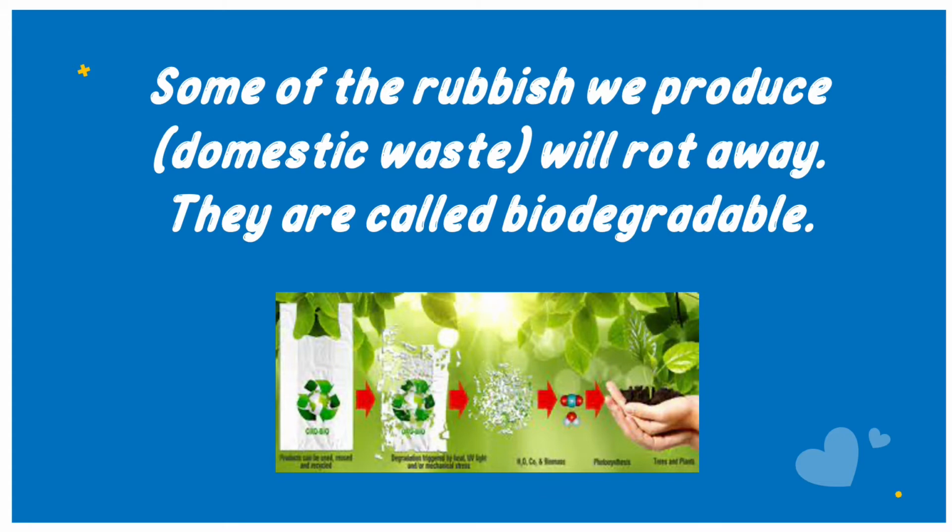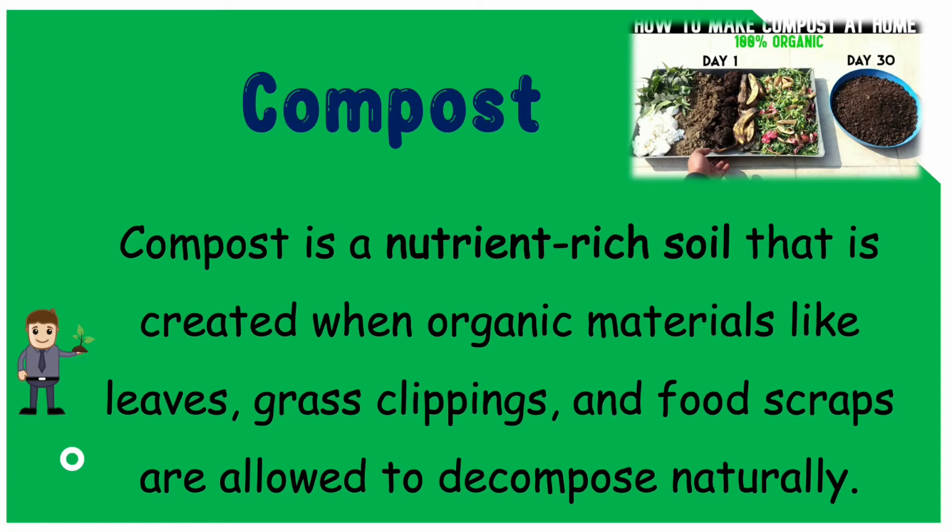Remember when we learned about the decomposers? And that is how compost is sometimes made. Compost is actually a nutrient-rich soil that is created when organic materials like leaves, grass clippings, and food scraps are allowed to decompose naturally. We just bury it in the soil, and after a few days, the decomposers break it down and mix it with soil, like you see in the picture. On day 1, you have all kinds of vegetable waste, food and leaves, but by day 30 it's already nutrients for the soil, so the plants can use it.